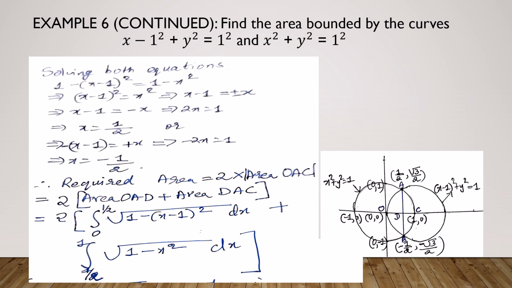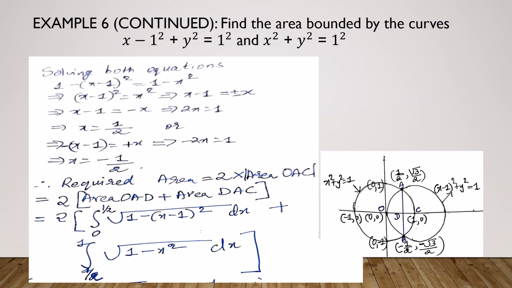Now OAC area, this again you have to divide into 2 parts. It is OAD plus DAC. Correct? OAD. Here your x runs from 0 to half. You can see x is equal to 0 and x is equal to half. So here your x runs from 0 to half. Here you are having the first circle. You can see over here. It is the area bounded by x is equal to 0, x is equal to half, and the curve (x minus 1) whole square plus y square is equal to 1 square. This curve is there. Correct?